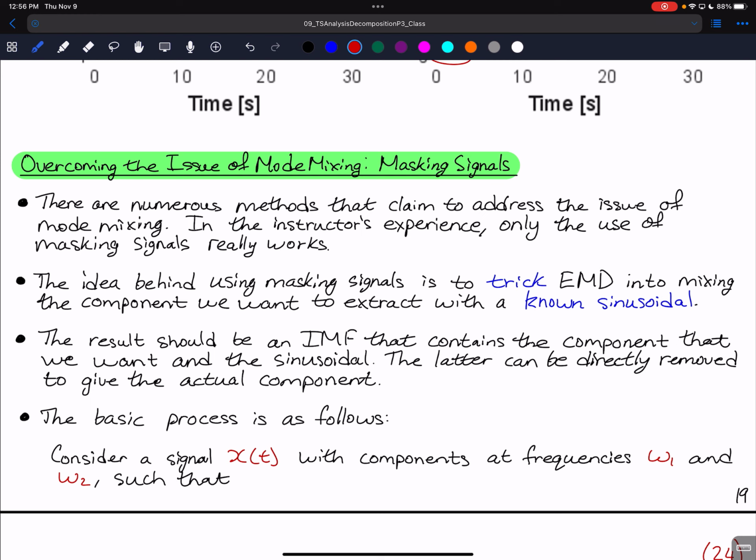So the idea behind using a masking signal is that we effectively just want to trick the EMD into mixing the component that we actually care about, the physical response, with some known sinusoidal. And then once we get back an IMF that's mixed with that known sinusoidal, we can extract the known sinusoidal and get back the IMF or the component we actually want.